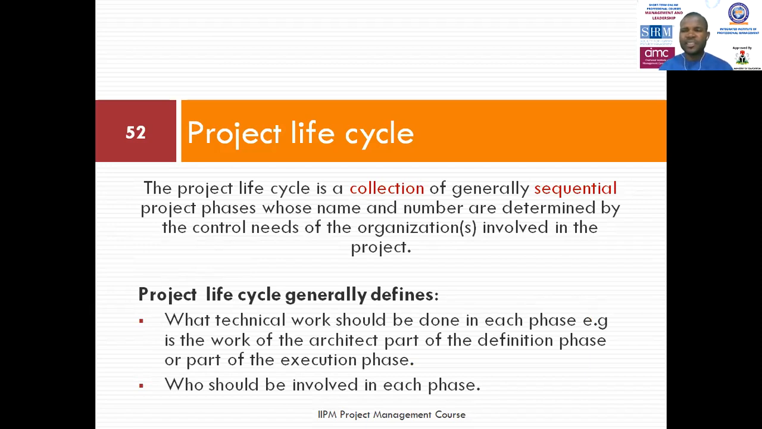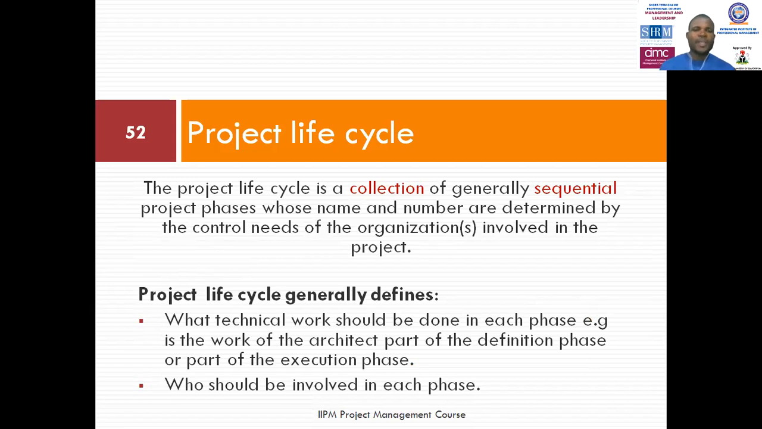Project phases are a combination or a collection of activities geared towards achieving a particular deliverable in a project. The project lifecycle on its own is a collection of project phases. So project phases are a collection of activities. Project lifecycle is a collection of phases.